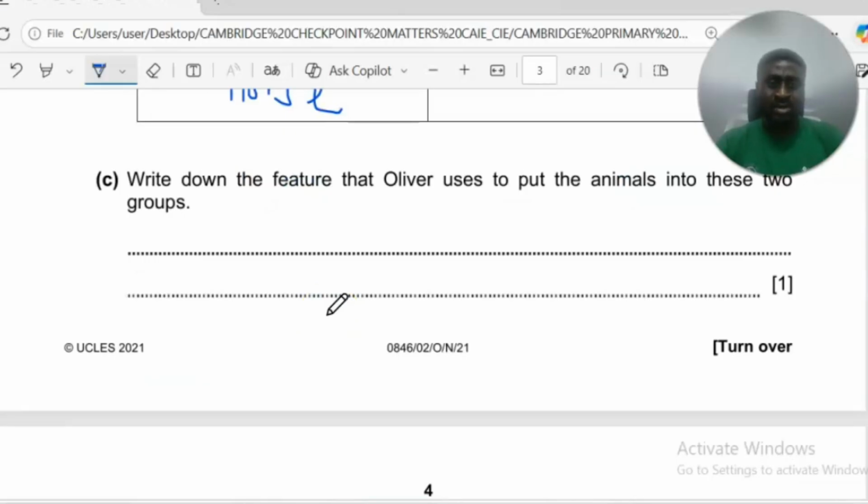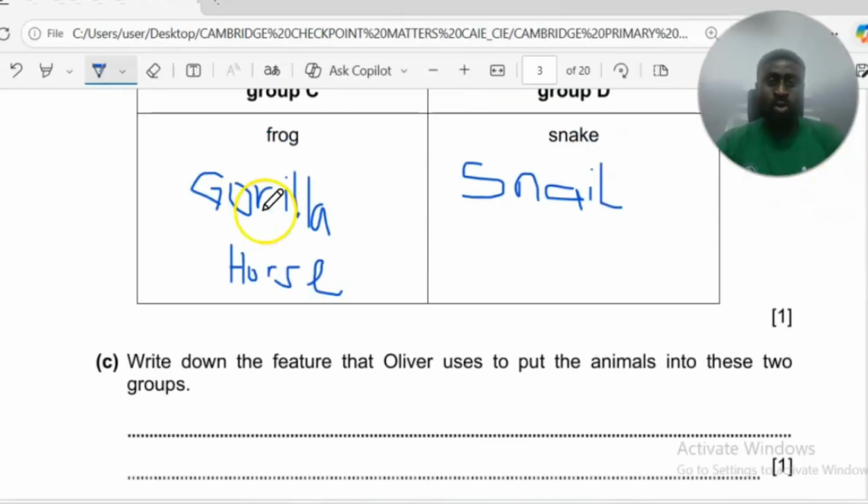1C reads, write down the feature that Oliver uses to put these animals into these two groups. So from what we just did in 1B above, he placed these animals under group C because they all possess limbs or legs. In group D, they don't possess limbs, or you can say they are limbless.